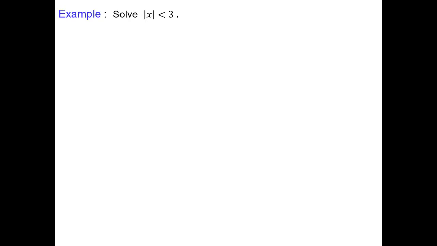Let's take a look at solving an absolute value inequality. What happens if we were to look at the absolute value of a number as less than 3? Let's think what that means in the first place. It means the distance that that value of x is from 0 has to be less than 3 units away. So my answer has to be less than 3 units away from 0.